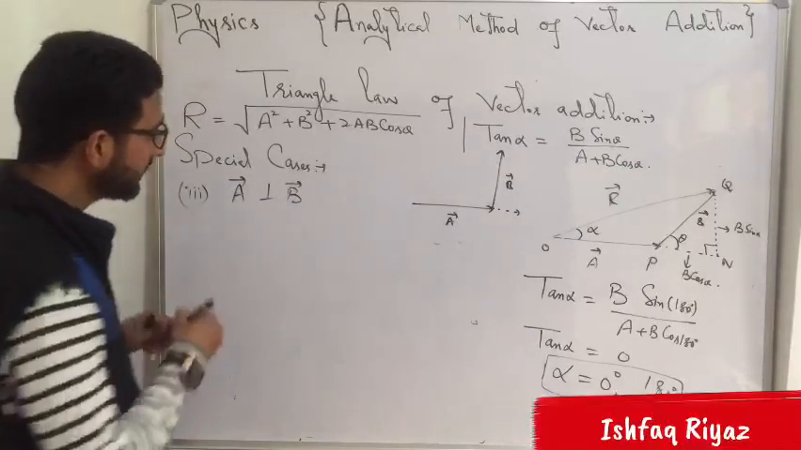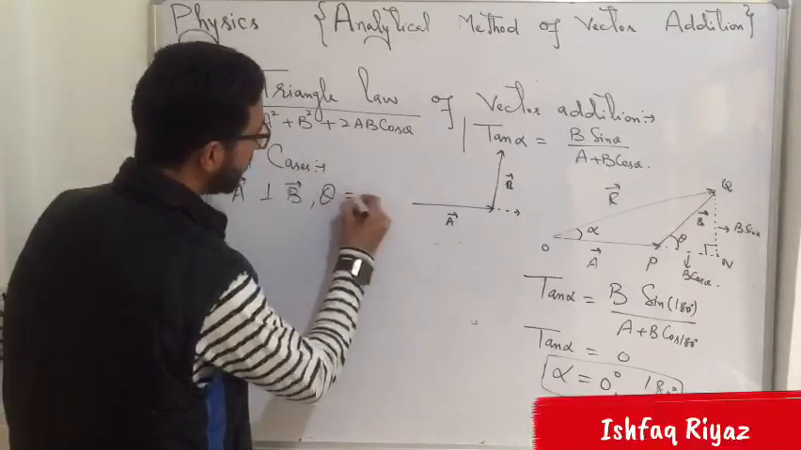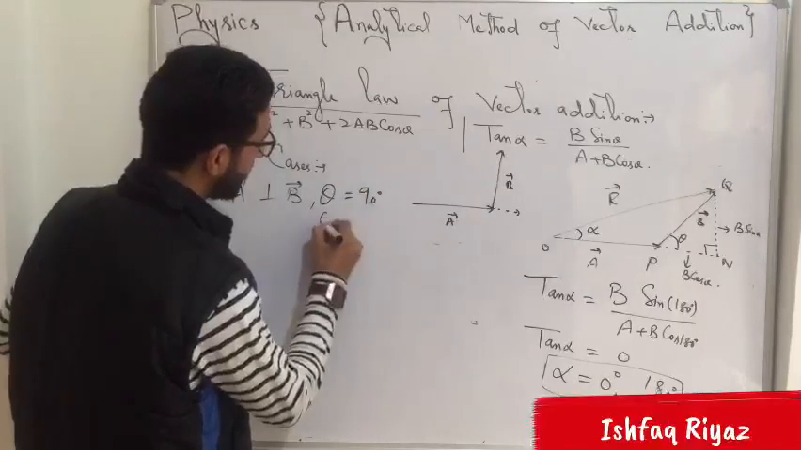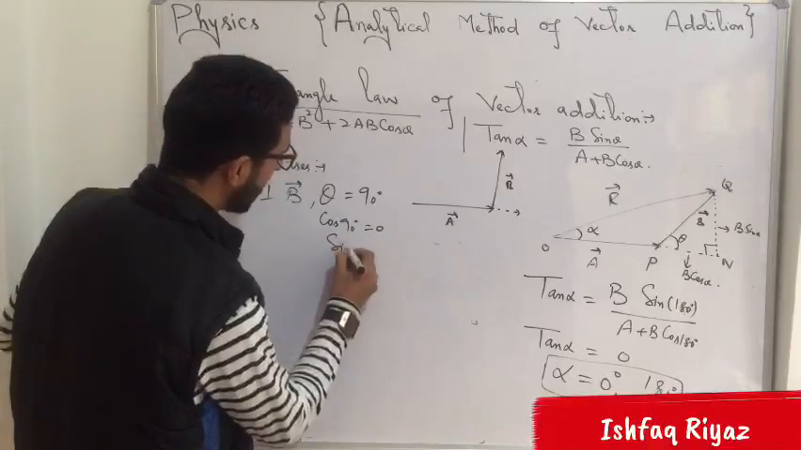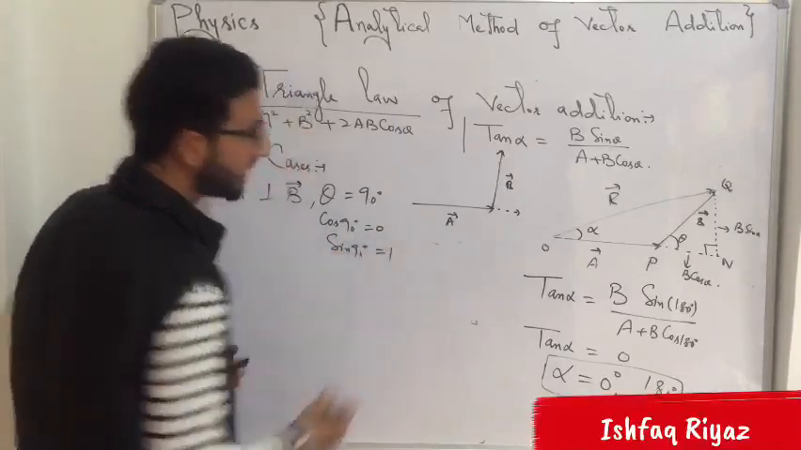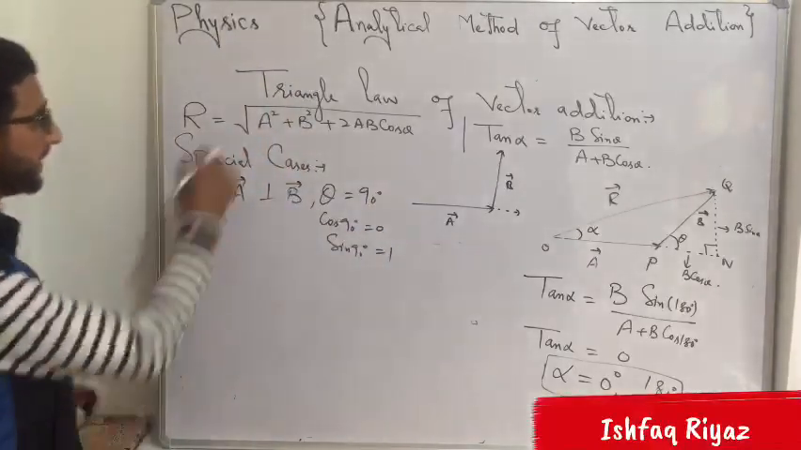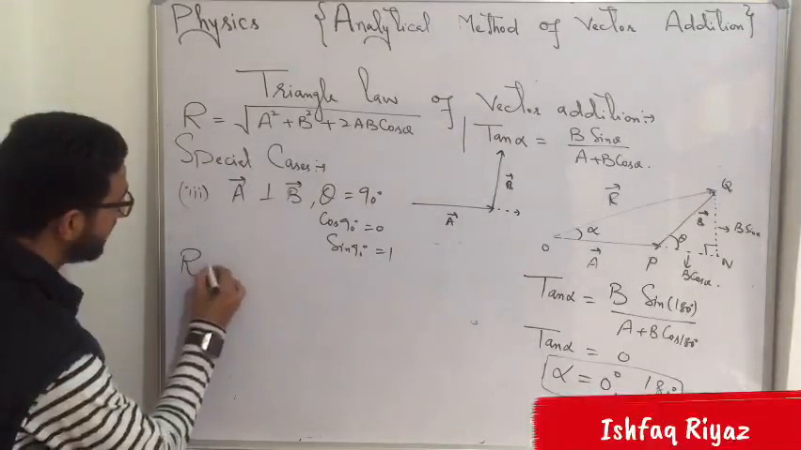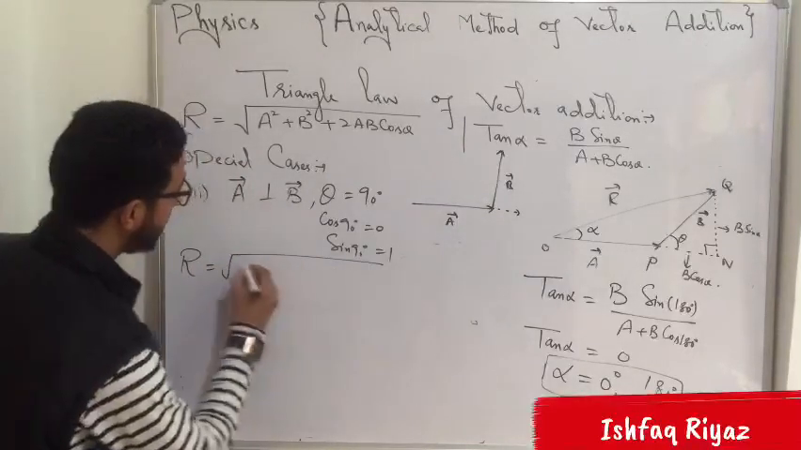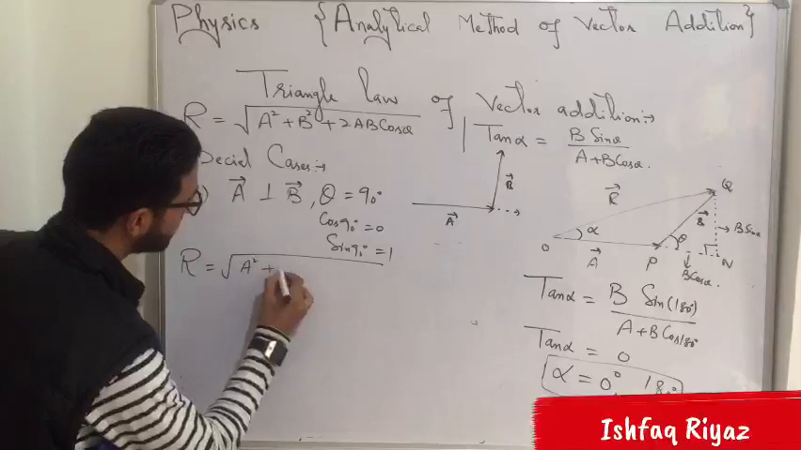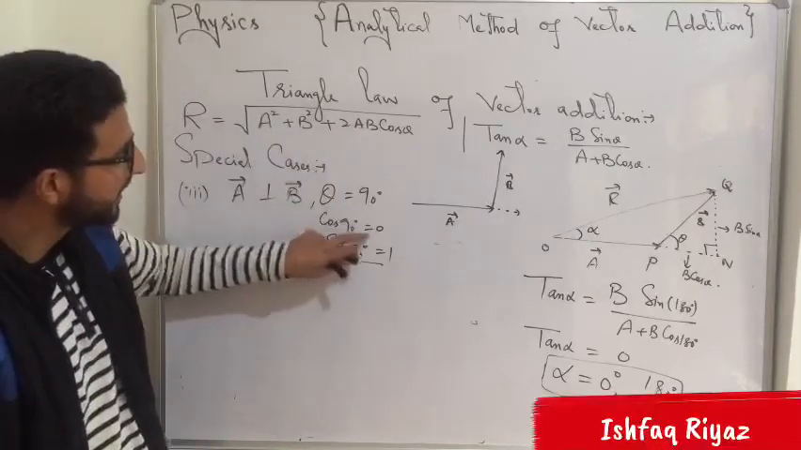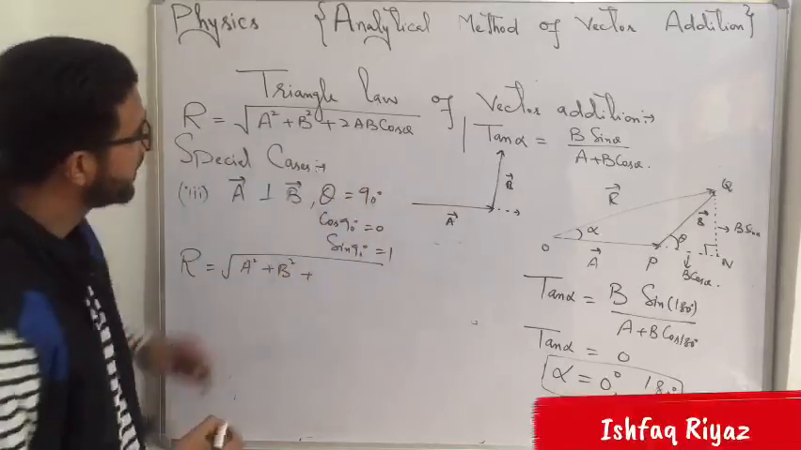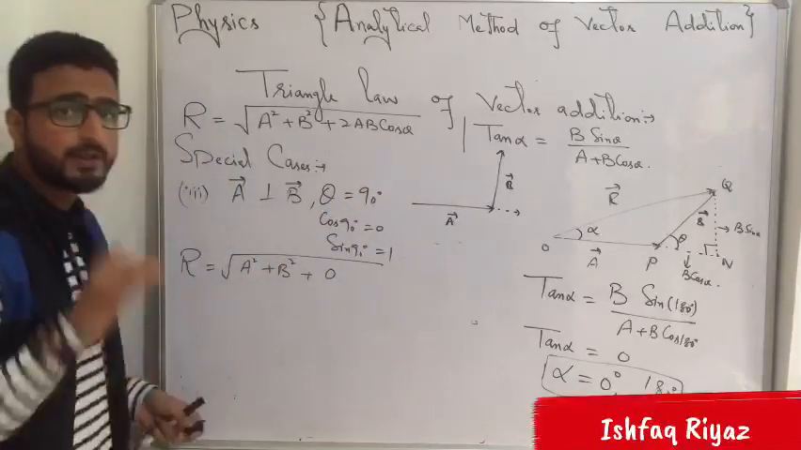Okay? So theta is equal to 90 degree, cos of 90 degree is equal to 0, sin 90 degree is equal to 1. Right? Now let me substitute the values. Now R will be equal to under root of a square plus b square plus 2ab cos 90. Cos 90 is 0. 0 into something is 0, so this term will vanish out.